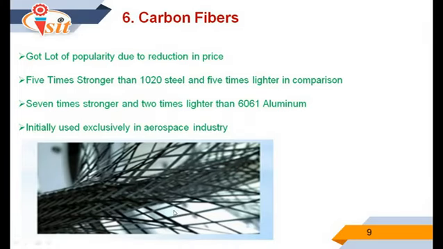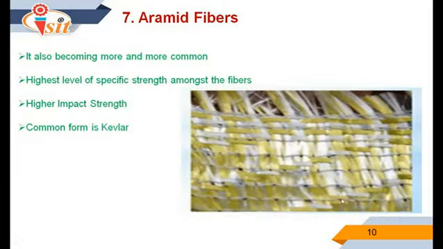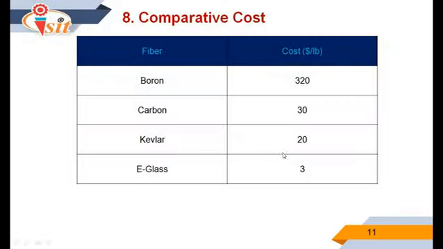Here in the previous case, you can see this is the carbon fiber, which looks a little blackish in nature, and here the aramid fiber looks yellowish in nature. Now this is the cost comparison. If we compare the cost of all such fibers, boron is almost available at $320. Carbon we are getting at about $30. The Kevlar fiber we are getting at $20.